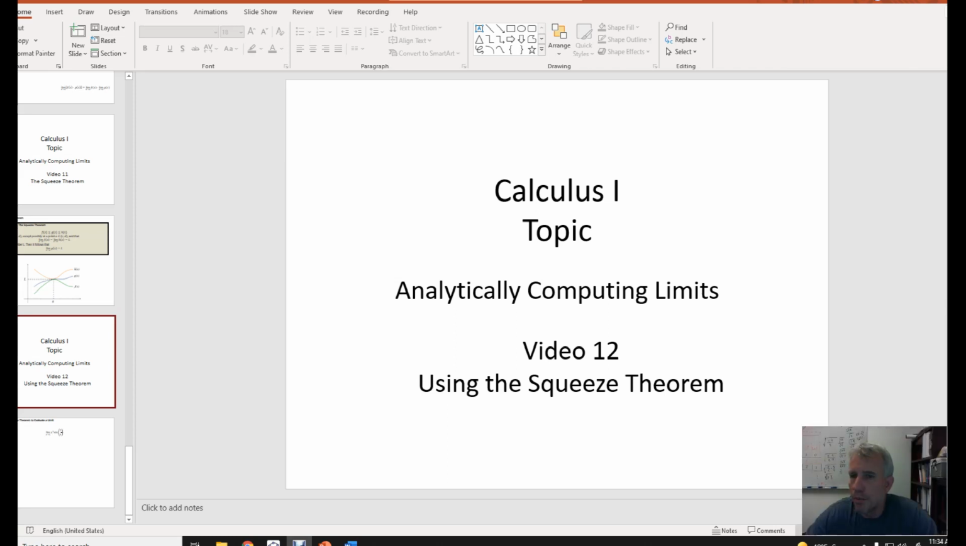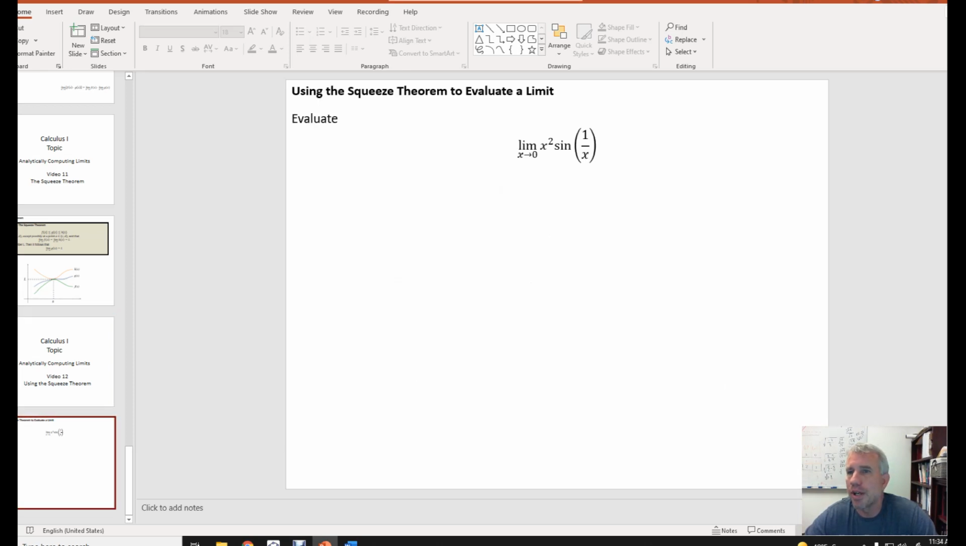So in this video, what we're going to do is use the squeeze theorem to find the limit. In particular, we're going to find the limit as x goes to 0 of x squared times the sine of 1 over x. And we can see right away that the issue is that if we try plugging 0 in to 1 over x, we get division by 0.